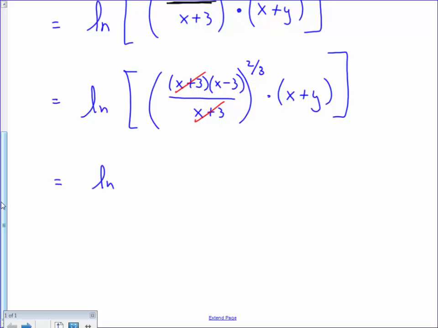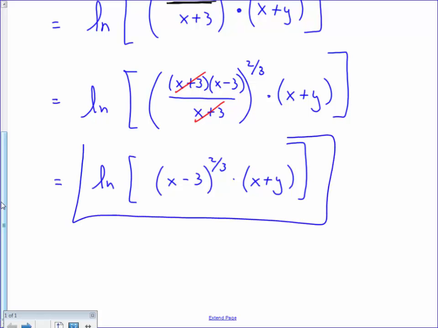So I'm left with natural log. The x minus 3 on the inside is now raised to the 2/3. I'm going to get rid of one set of parentheses. And then I still have the x plus y multiplied at the back of that argument. Now, this would be acceptable as an answer.